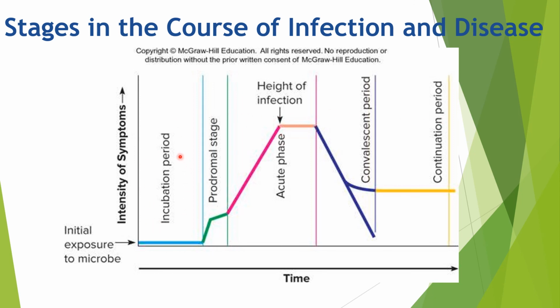So even in the incubation period, when you are not showing any symptoms yet, and the bacteria has entered into you and is multiplying but is still not showing any symptoms, you can go ahead and infect others. You can infect others during the prodromal, definitely during the acute phase, the convalescent, even in the continuation period. As I said, with some microbes, and especially with certain viruses, they can actually linger in your system, and you can infect others without knowing. So during any of these phases, you can still infect others.